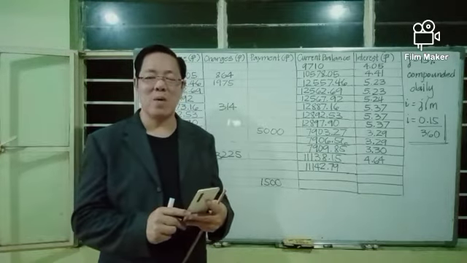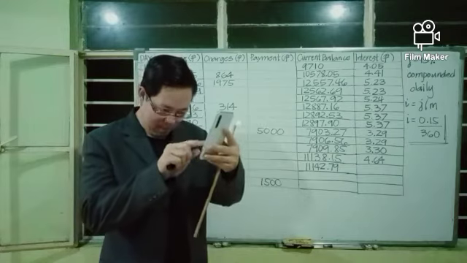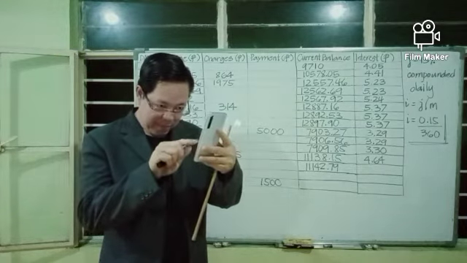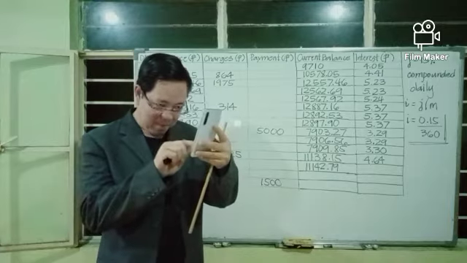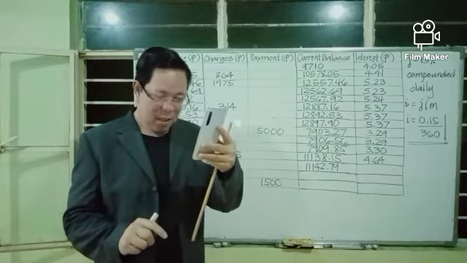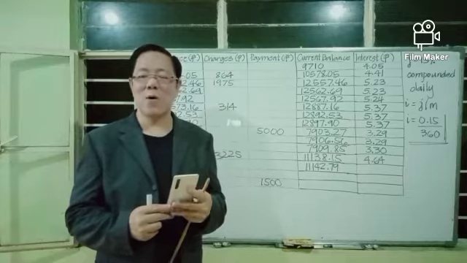11,142.79, multiply that by 0.15. And divide by 360. And to two decimal places, you should get 4.64.